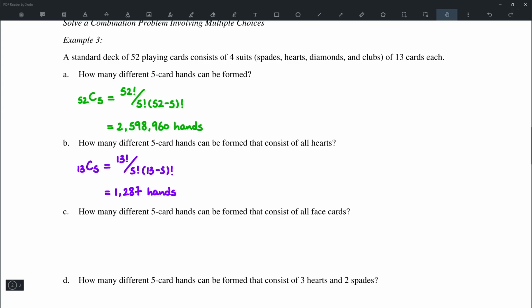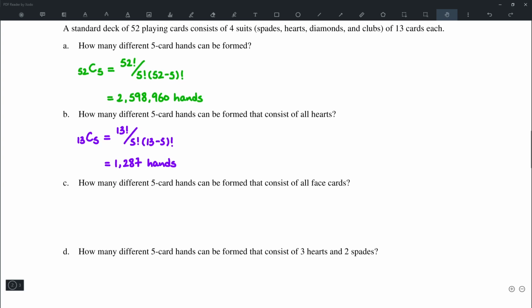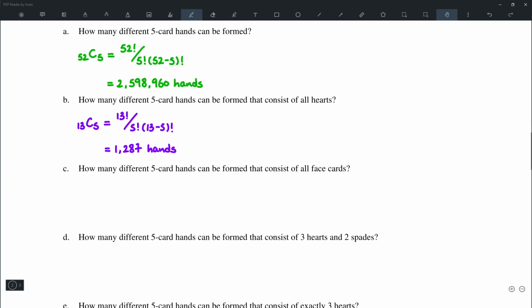Next, we are looking at the 5-card hands with all face cards. There are 12 face cards in total, 3 in each suit, so 3 times 4. So 12 choose 5. And again, if we use a calculator here, we will get 792 hands.